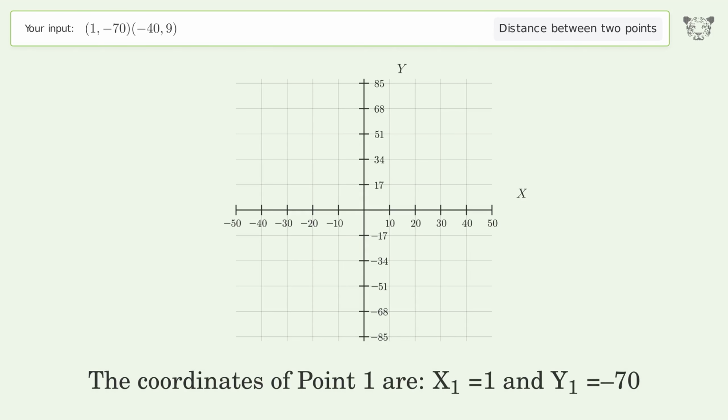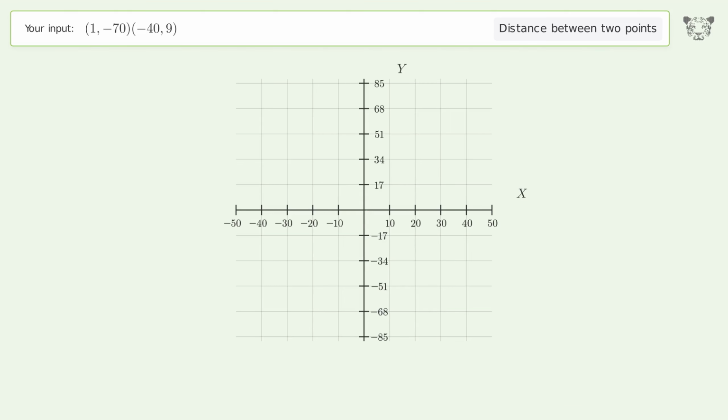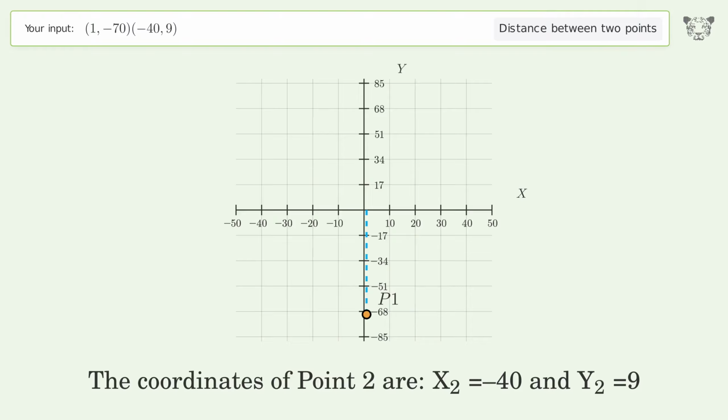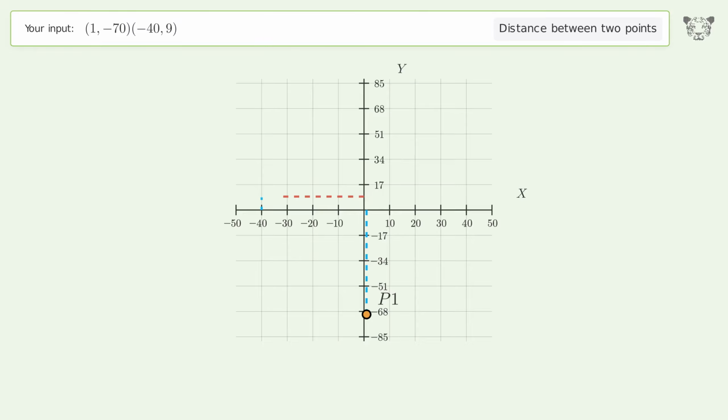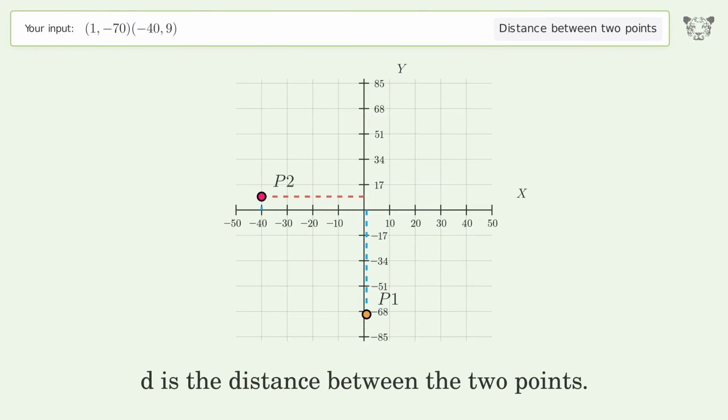The coordinates of point 1 are x1 equals 1 and y1 equals negative 70. The coordinates of point 2 are x2 equals negative 40 and y2 equals 9. D is the distance between the 2 points.